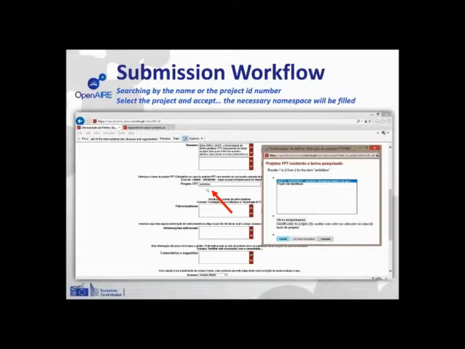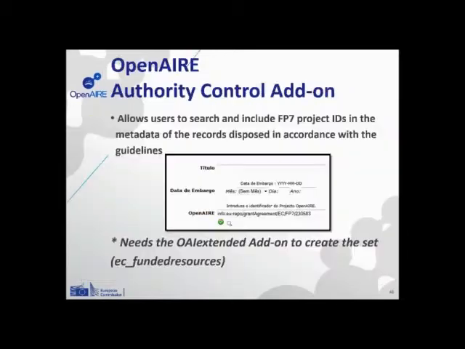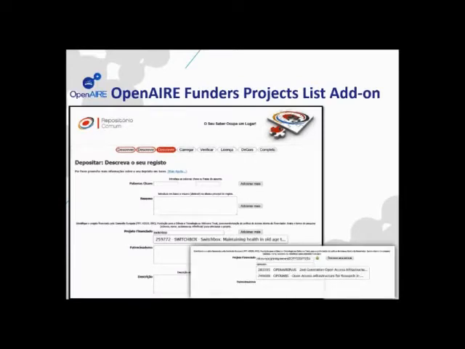So I have here just a screenshot showing the example in the University of Minho repository. In the submission workflow, you have one field, this relation, where we have this add-on installed with a tool that we can search for the name or for the acronym or for the project ID and just select the project and add it to the record, the metadata record.